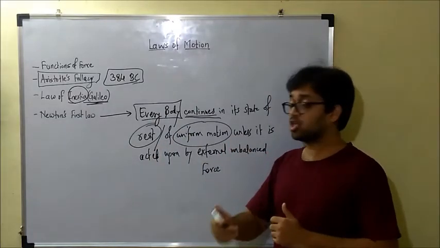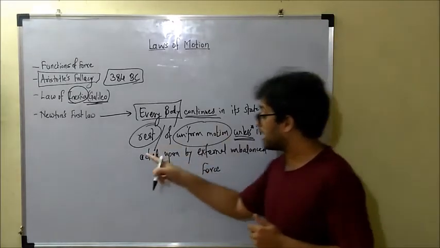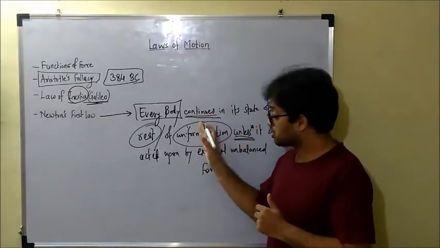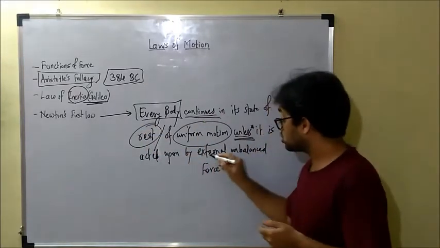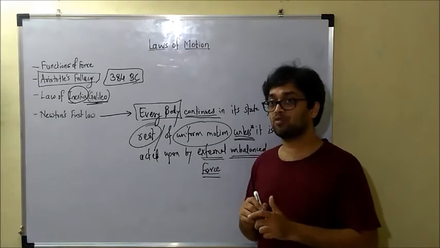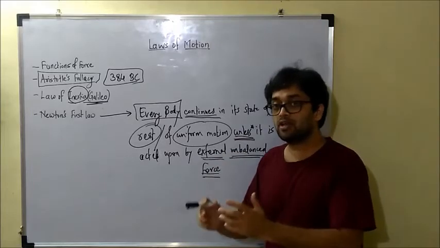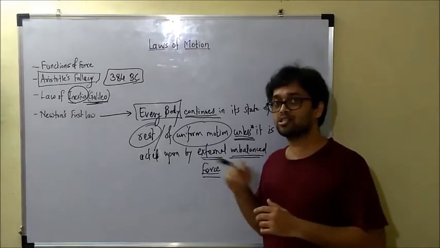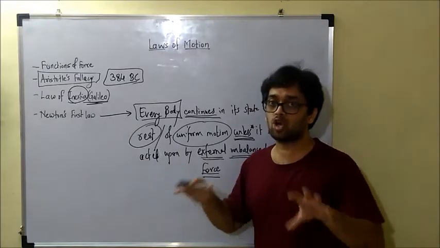Till what time will it continue? Unless it is acted upon by an external unbalanced force. That means it will continue its state of rest or of uniform motion until you apply some external unbalanced force. All three words are necessary. As long as you don't apply any external unbalanced force, the body will continue its state of rest or of uniform motion. Now what are these three important words? External. The force has to be external to the body. That means forces that are internal to the body cannot move it.